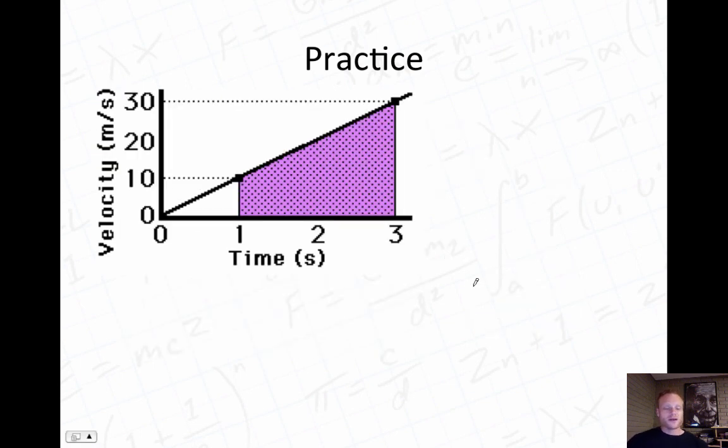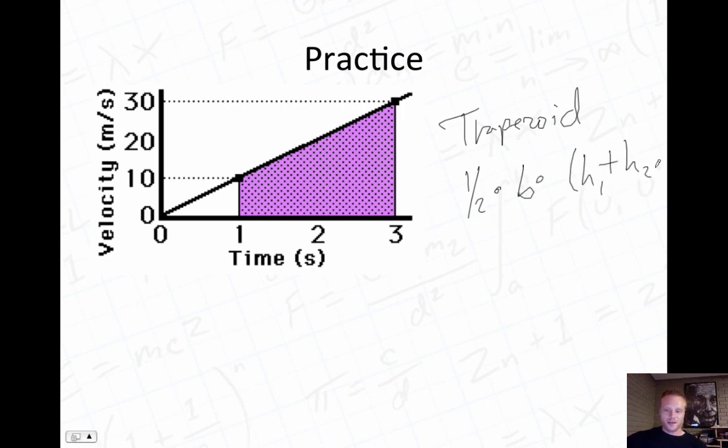The last one, and probably the hardest one, is a trapezoid. Remember, the formula for a trapezoid is 1/2 times base times height 1 plus height 2. I'm not really concerned with this part here, at least in this problem. So I start at 1 and I go to 3. What is my base? My base is going to be 2, a change of 2 spots. So I go 1, 2. I have a change of 2 seconds. So my base is 2. I'm going to drop it down right below here.